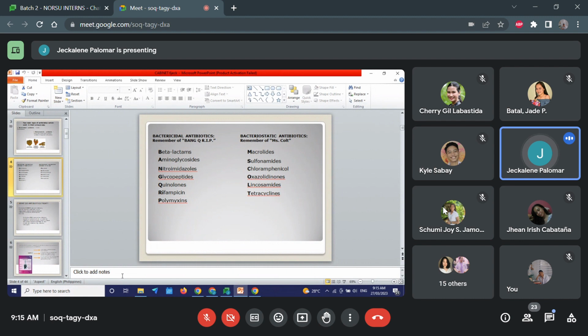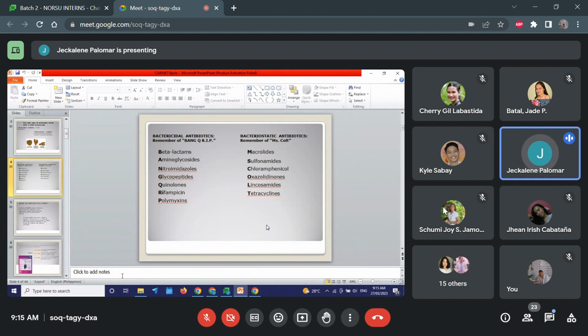And then for bacteriostatic, the mnemonic is Miss Cold: macrolides, sulfonamides, chloramphenicol, oxazolidinones, lincosamides, and tetracyclines. The macrolide examples here are erythromycin and clarithromycin. Then lincosamides: lincomycin and clindamycin. Tetracyclines and doxycycline.